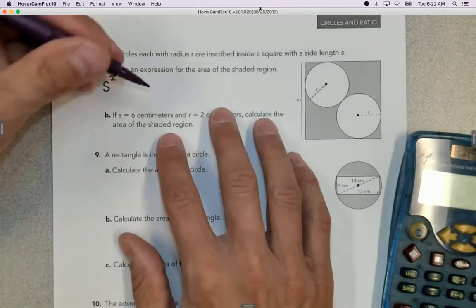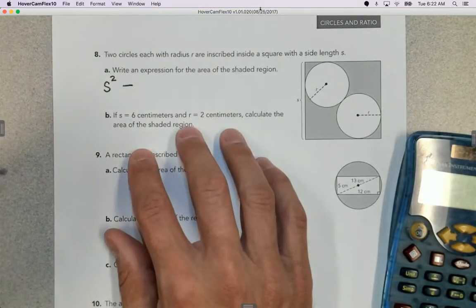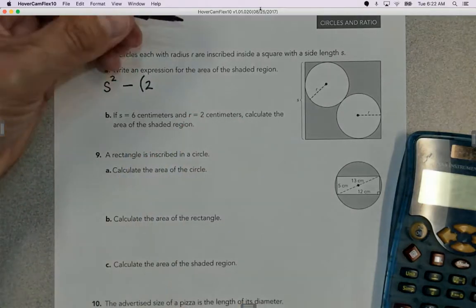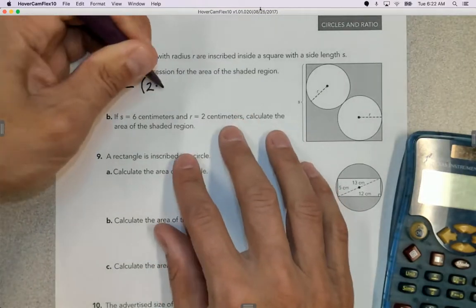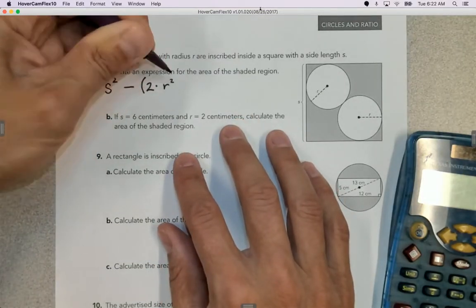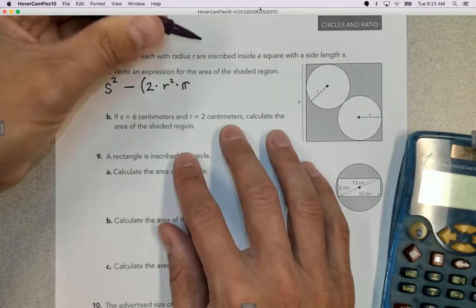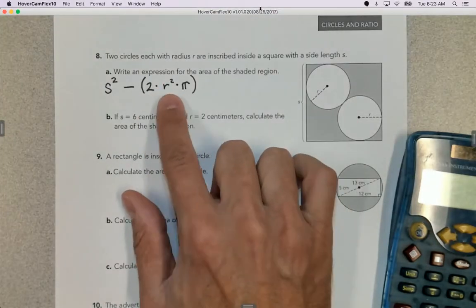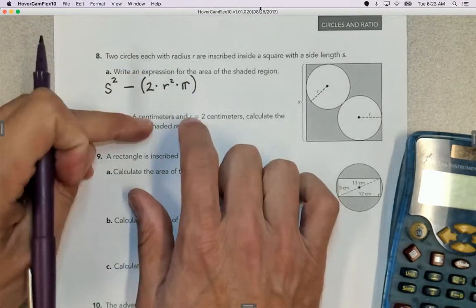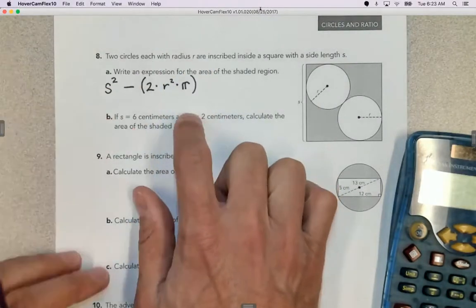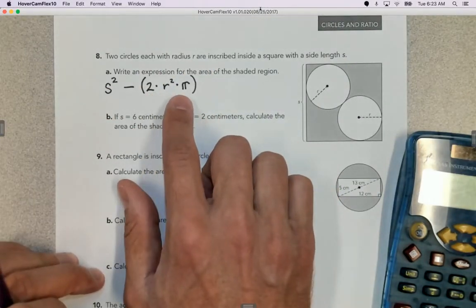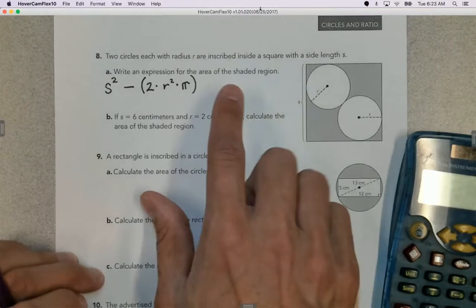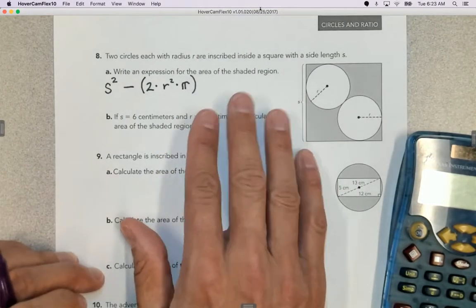I would subtract from that 2 times r squared times pi. R squared times pi will give me the area of the one circle. There's 2 of them, so I took 2 times that. I wanted to figure out all the areas of the little circles inside, so I put parentheses around that to figure that out first. Then I would take the area of the square. I would subtract from that the areas of the circles, and that would equal my shaded region, sorry.